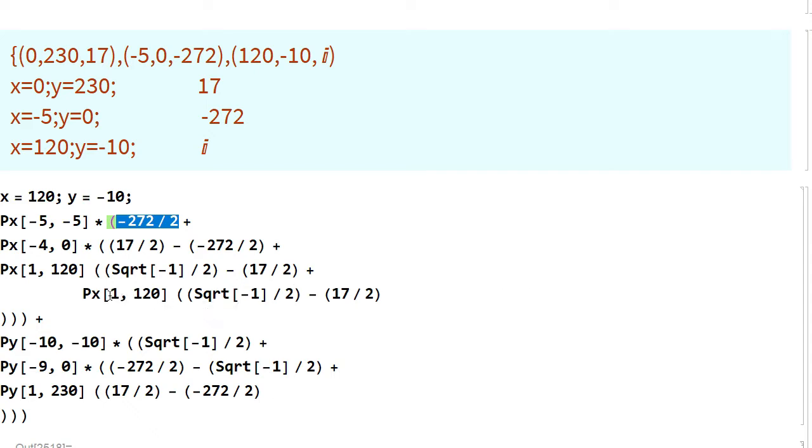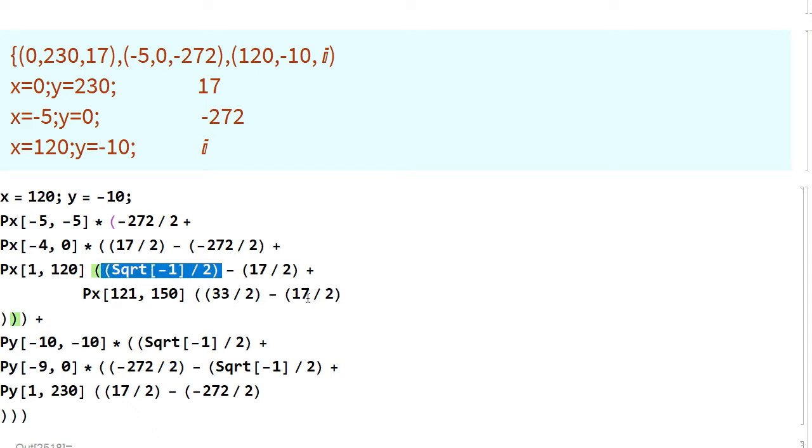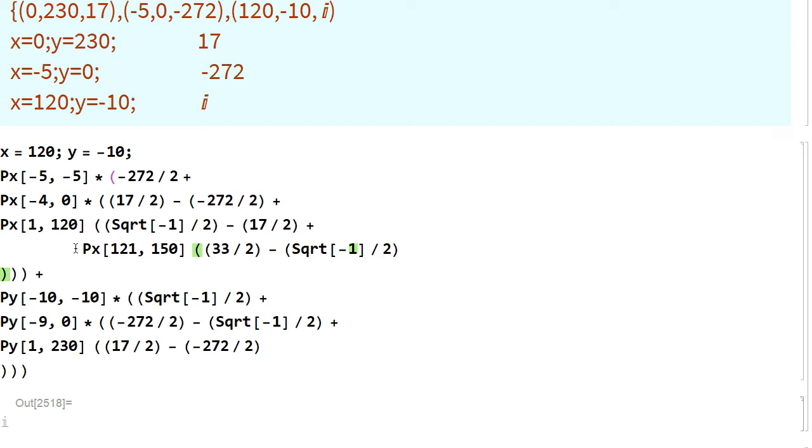So I add this here, and I'm going to say, well, this has to be 121 because that's this value plus 1, and let's just say we want like 150, for example, and we want to have, instead of I, we want to have 33. So I have to subtract this previous y value to put in there. That's how the formula works. So that is the x done.